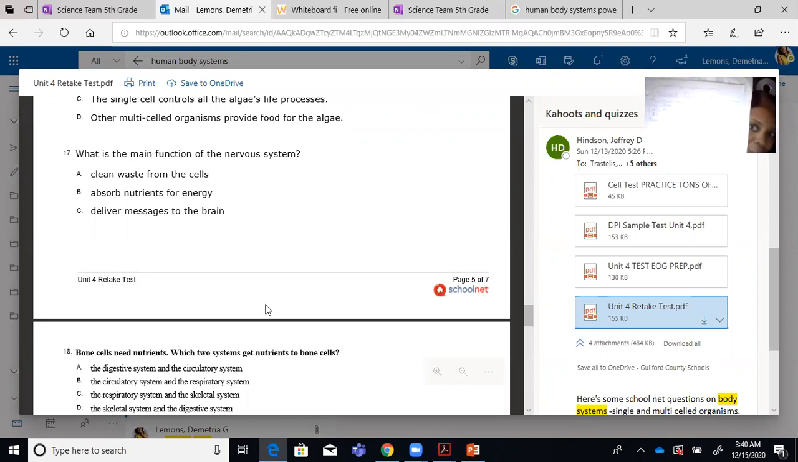At the top of my paper, I went ahead and wrote my strategies because I want to remember those strategies as I am going throughout the questions. I'm going to put number 17. Number 17, the first thing I should be doing is translating science to English. So number 17 says, what is the main function of the nervous system?